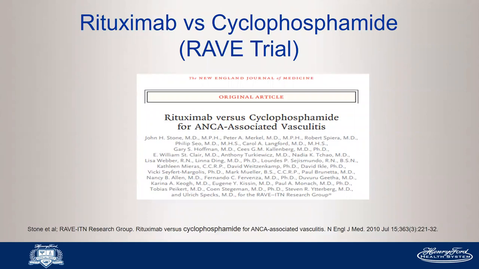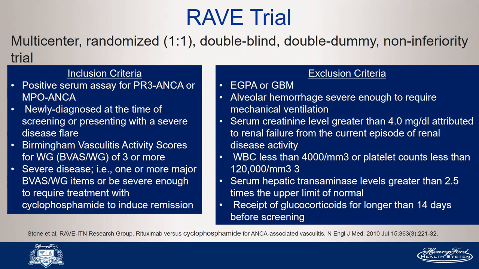So what data do we have for use of rituximab versus cyclophosphamide? This is a landmark trial in the treatment of vasculitis. It's called the RAVE trial, from the RAVE International Network Research Group. There was actually a long-term follow-up from this trial as well. But this was published in the New England Journal of Medicine in 2010. It was a multi-centered, randomized, one-to-one randomization, double-blinded, double-dummy, non-inferiority trial.